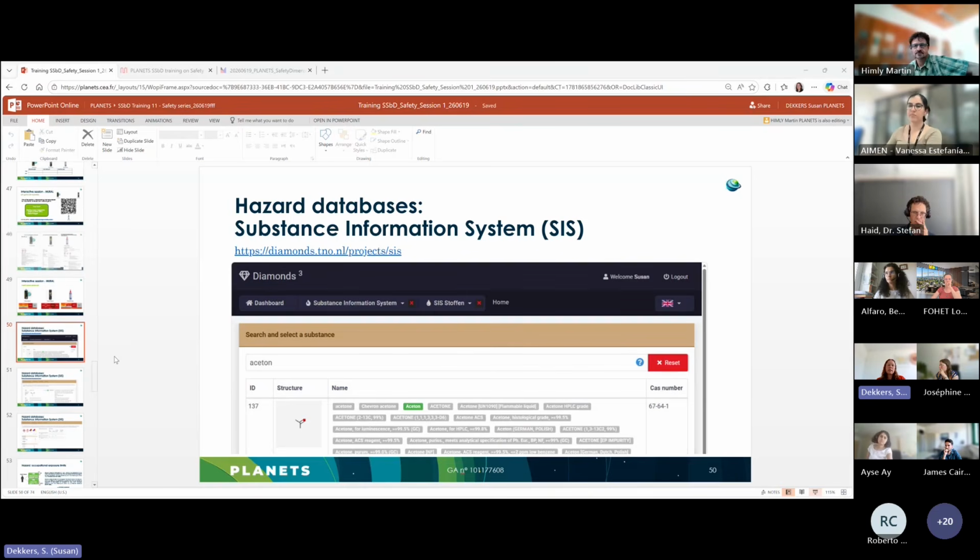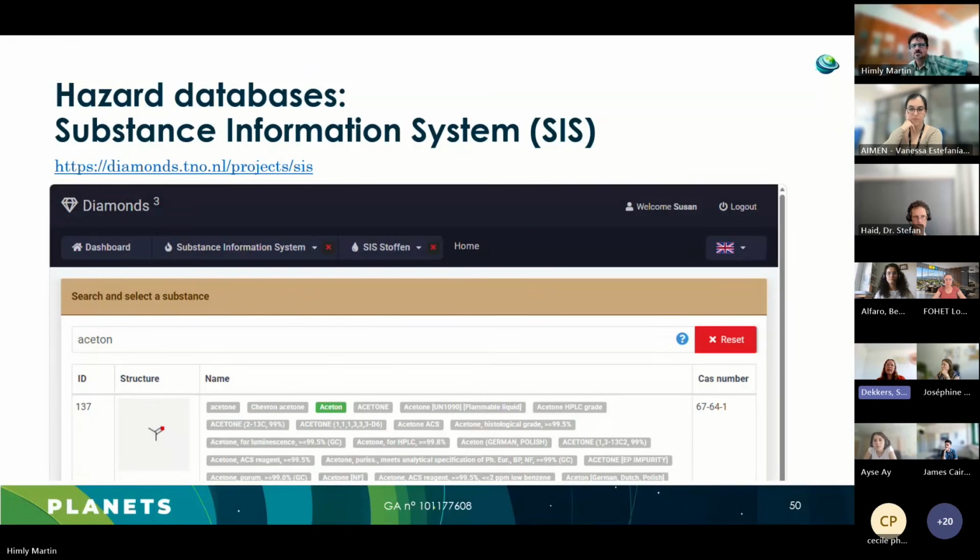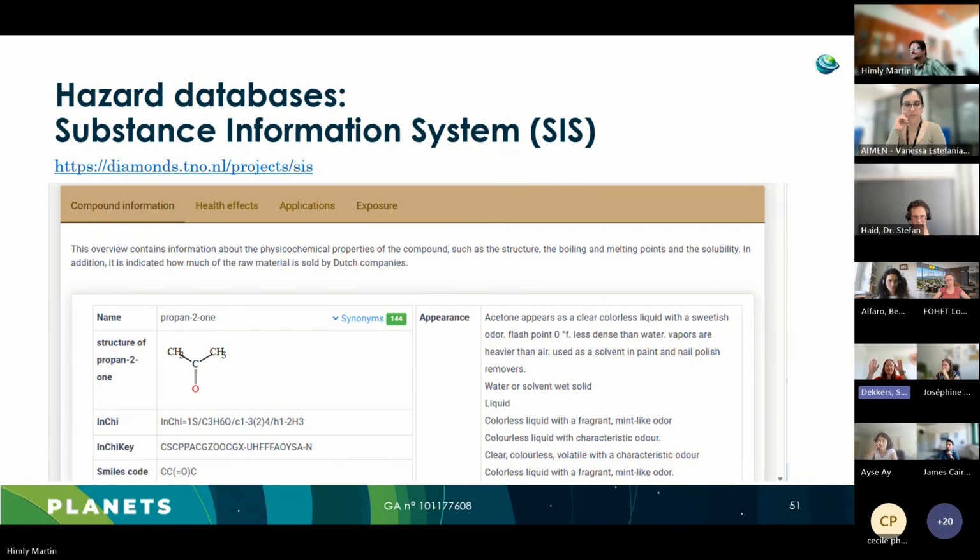And here I have a screenshot. I typed in acetone. It's one of the ingredients of the paints in the previous exercise. You can also put in a CAS number, anything, and then it pops up, and sometimes you have more than one substance if you start typing. But now if you click on acetone, you can see there's compound information, health effects, applications, and exposures you can have a look at. So here you have some compound information, and there's more than this. It's just a screenshot.